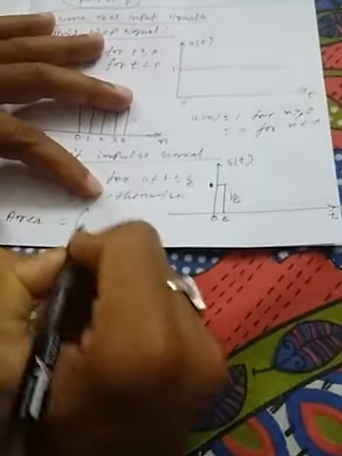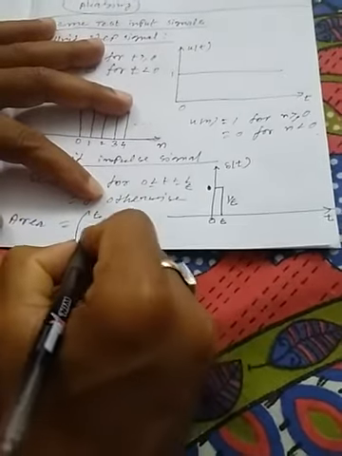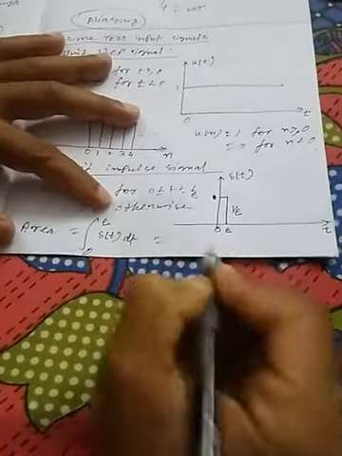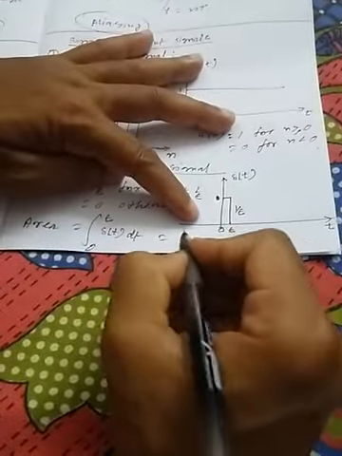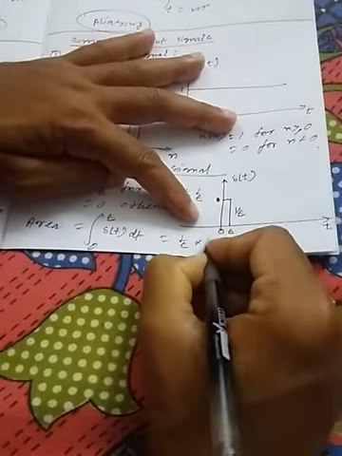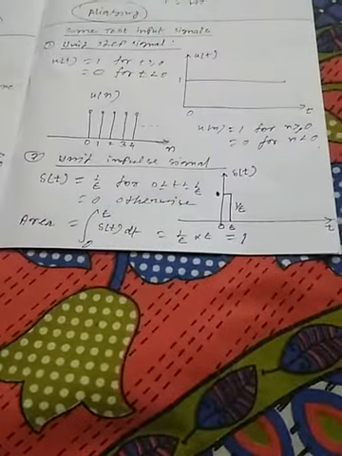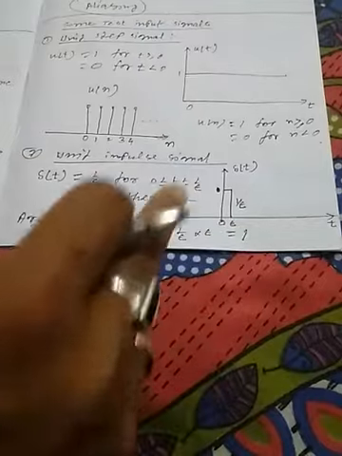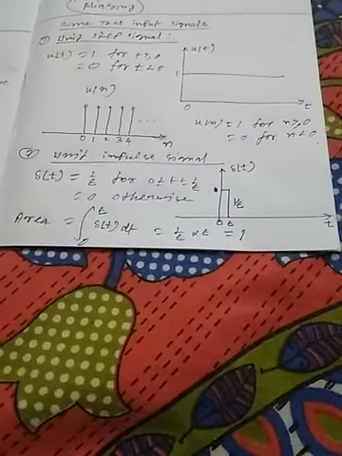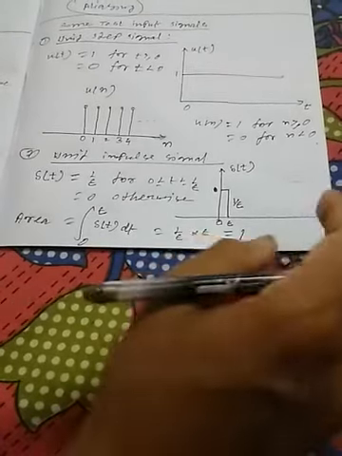So area can be defined by integrating 0 to epsilon delta t dt, that is equal to 1 by epsilon into epsilon, so that will be equal to 1. So area under unit impulse signal is equal to unity. So this is the definition of unit impulse signal.